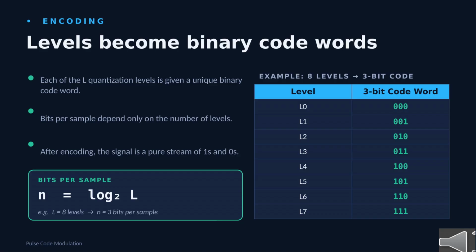The natural question is, how many bits do we need? If we have L levels, the number of bits per sample, that is n, equals the log to the base 2 of L. For example, if there are 8 levels, then n equals log 2 of 8, which is 3. So each sample is represented by a 3-bit code. If we had 256 levels, we would need 8 bits per sample. After encoding, our analog signal has finally become a stream of binary ones and zeros, a true digital signal.